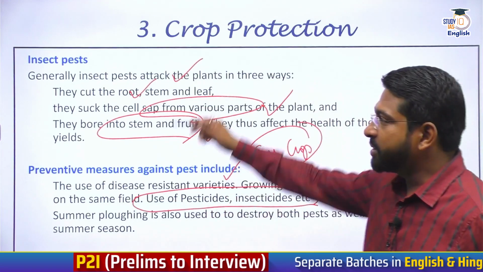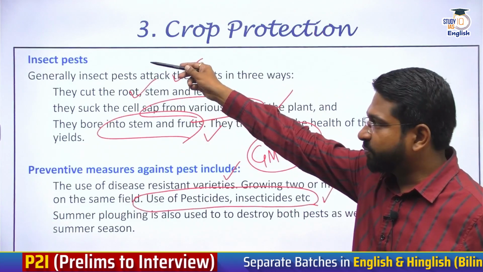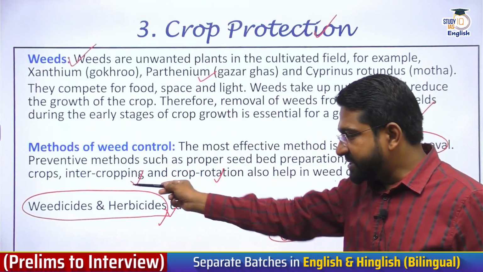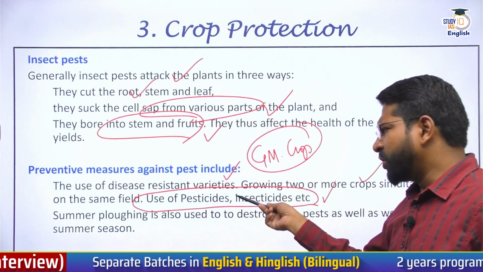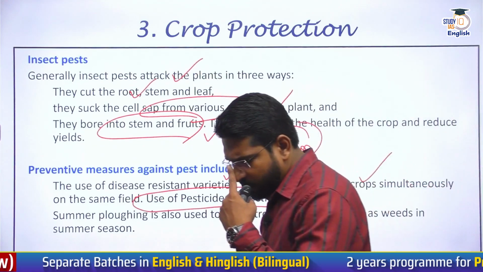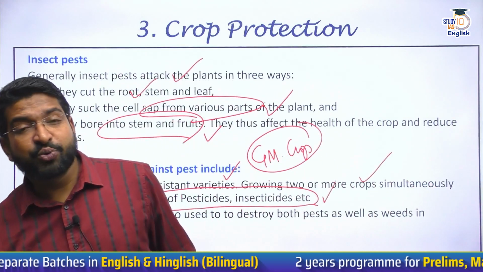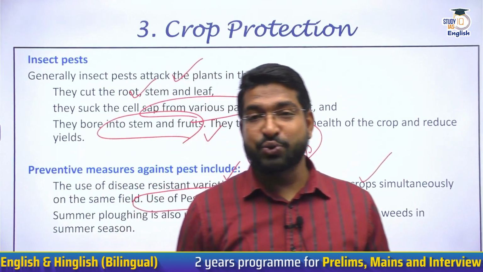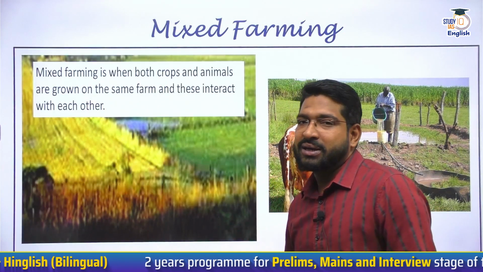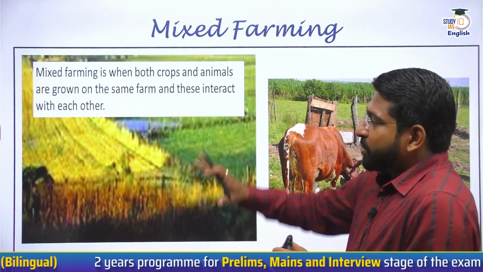So I have to protect them from the weeds, from insects and pests. For weeds, manual methods, weedicides, herbicides are used. For insect pests, we use different kinds of methods. Along with it, pesticides, insecticides can also be used these days, right? So using these methods, I improve my food resources. Apart from that, I go for something called mixed farming.